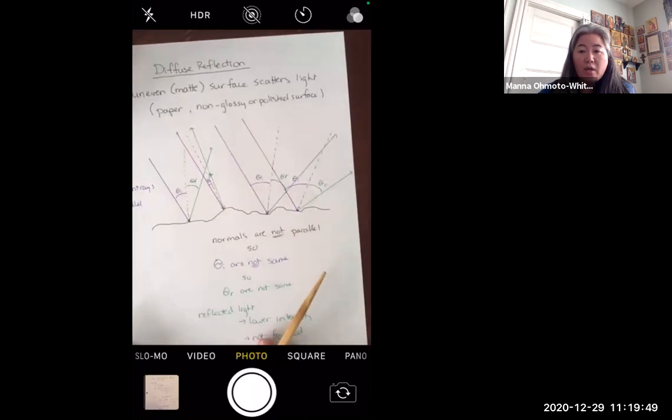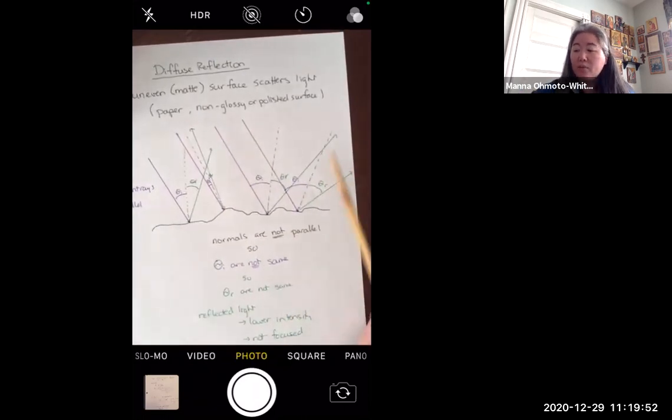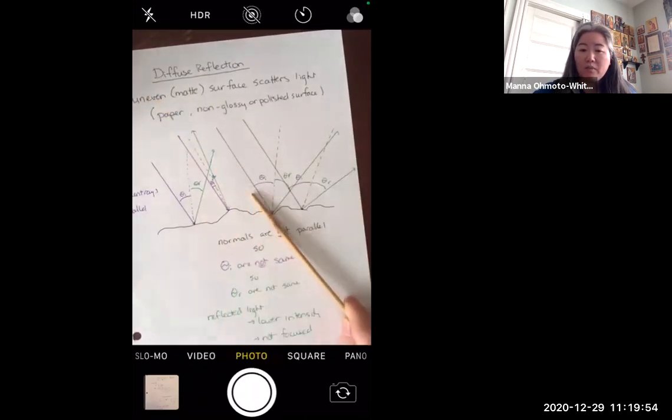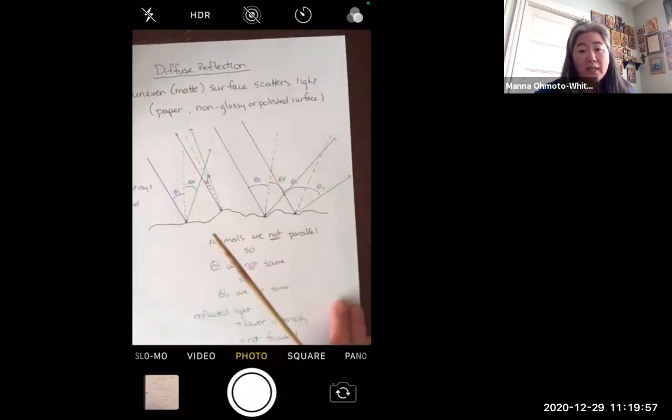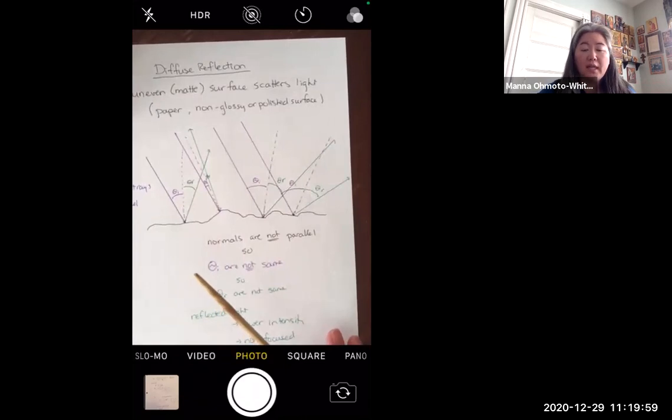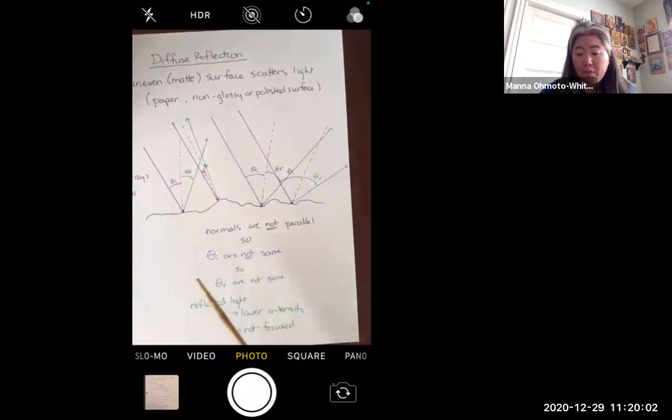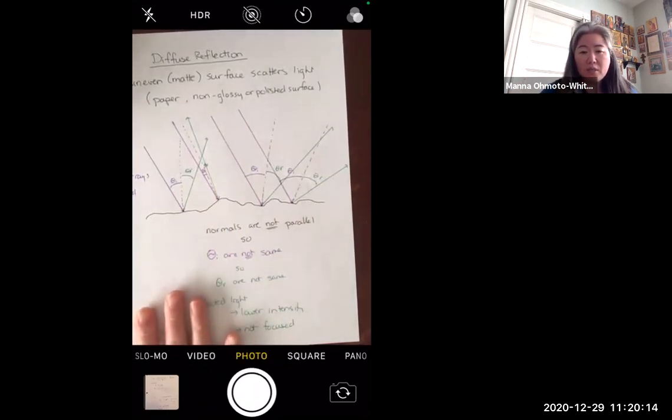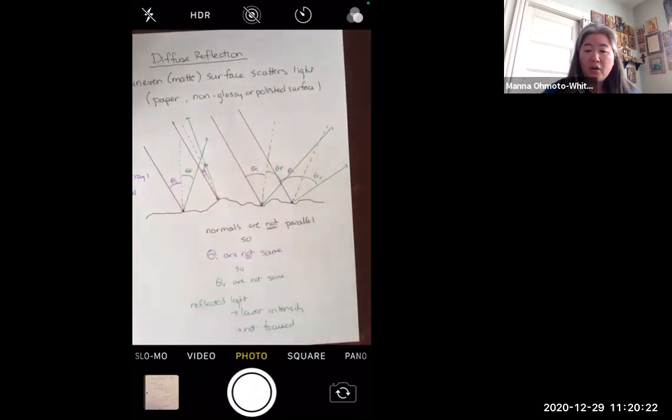So none of that comes back to the very few. So if I'm the observer right here, and I see this beam of light coming in here, only a little bit of the light comes back to me. Most of the light gets scattered away. So because the angles of the incident to their normals are not the same, all of the light gets scattered. It's in lower intensity and it's not focused. And we want that on a surface like this because we want the surface to reflect light so that we can see the paper. But we don't want it so that there's a glare on the light and I can't read the writing that's on the surface.